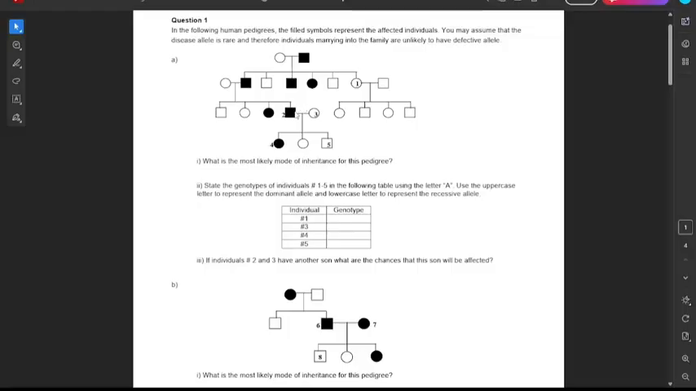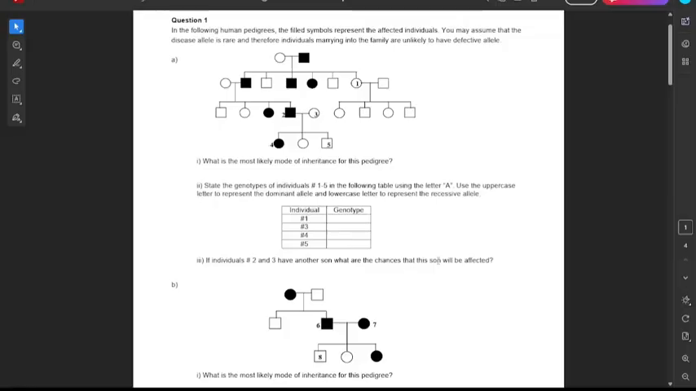So basically, we'll have to cross this. This is a 2 small a, so he can only give a small a. And then this guy, he has a big A and a small a. So basically now, there's a 50% chance that he's going to be affected. And there's going to be a 50% chance that he's going to be a carrier.